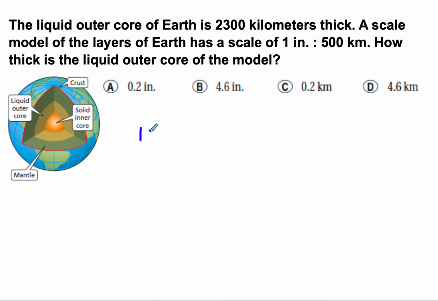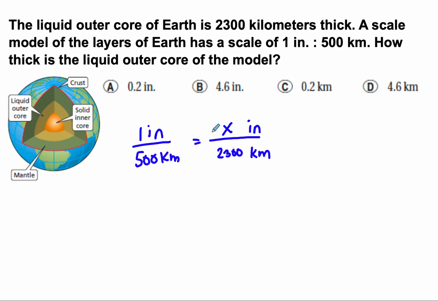Again, for these types of problems, we're going to do scale over actual. Here's the scale information, 1 inch to 500 kilometers. And then on the other side of the proportion, you have to make sure you're lining up your labels the same way. So inches would still go on top. Kilometers would go on the bottom, and then the information they give us is in kilometers, so that number has to go on the bottom, 2,300.